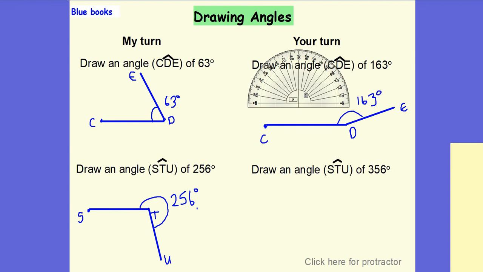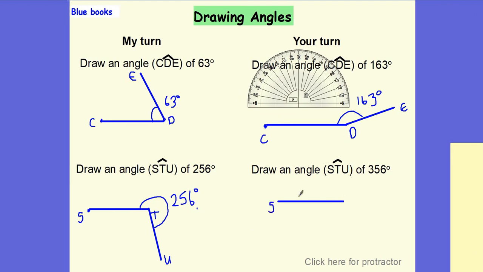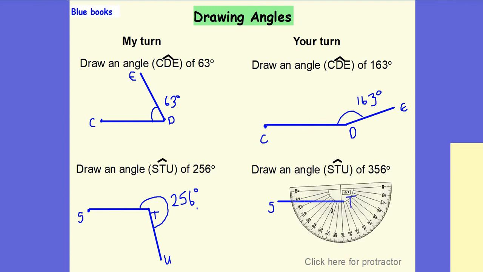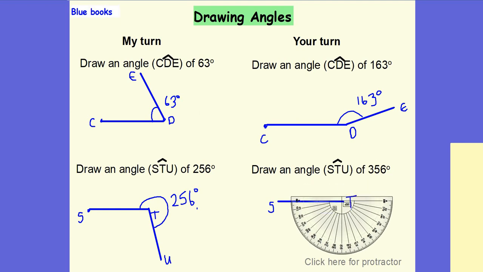Underneath, I want to draw STU as being 356 degrees. So I start by drawing my horizontal line. There it is. This is S. This is T. Again, I want over 180, so I'm going to start by rotating my protractor. So I've already got that 180 of a straight line. I then want to add on the final part, which is going to be another 176 degrees, which is going to be here.